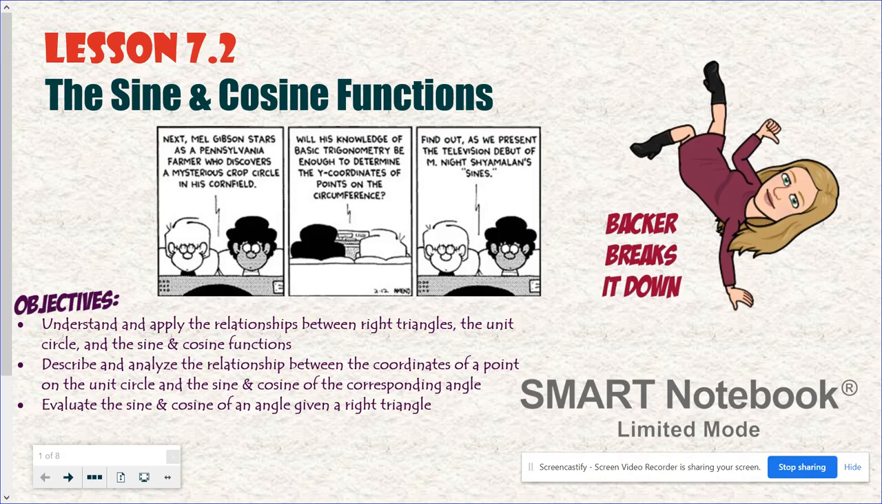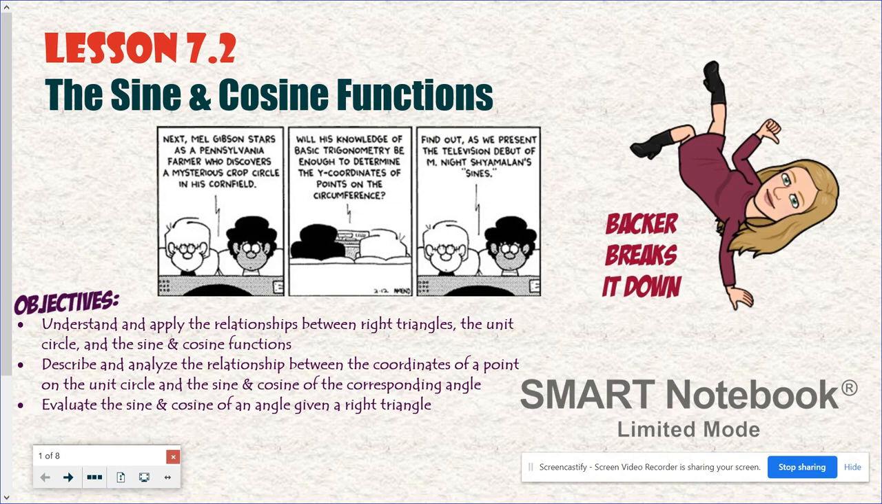In today's episode, we're going to take a look at the sine and cosine functions. Now, I know we have previously worked with sine, cosine, and tangent when we were solving right triangles. So now what we're going to do is take a look at sine and cosine and their connection to the coordinates of a point on the unit circle.